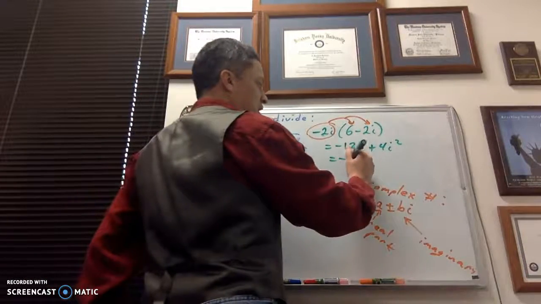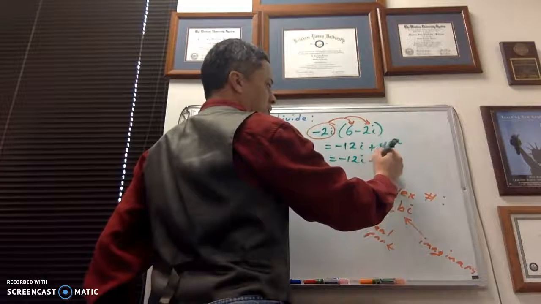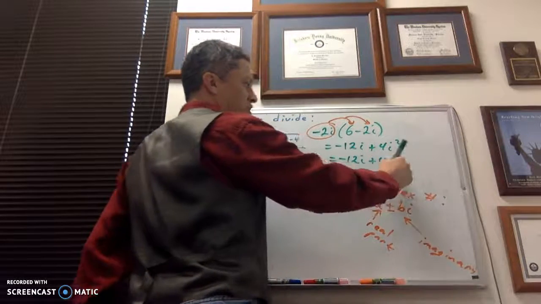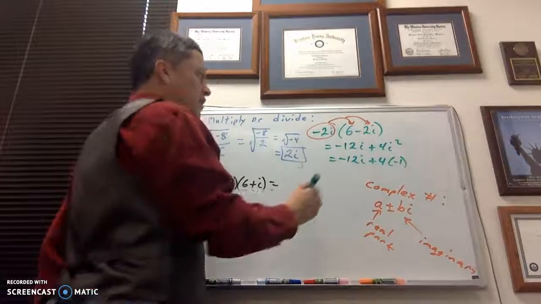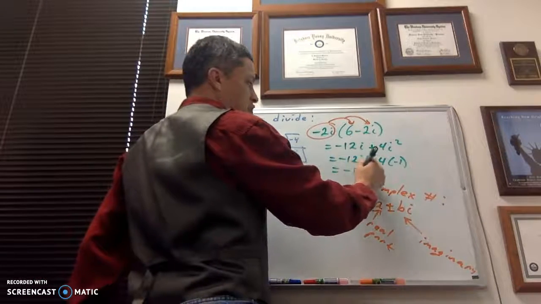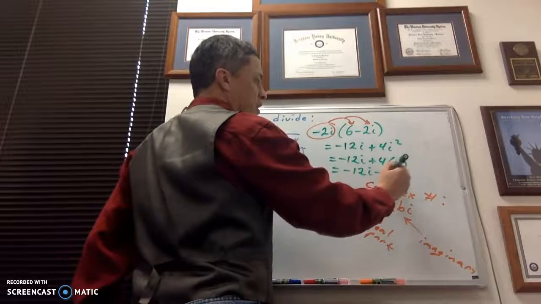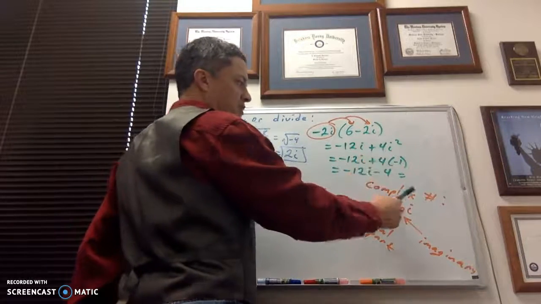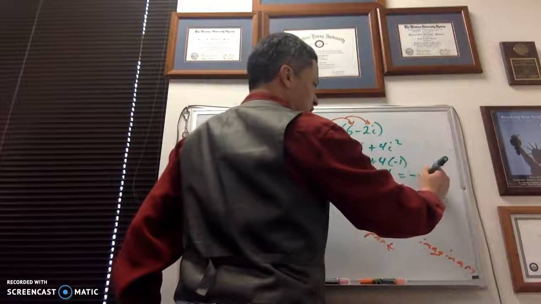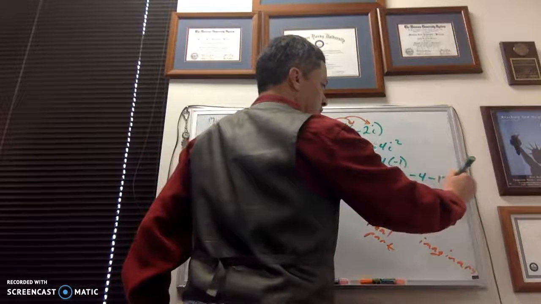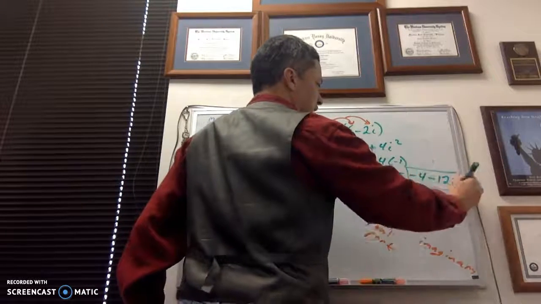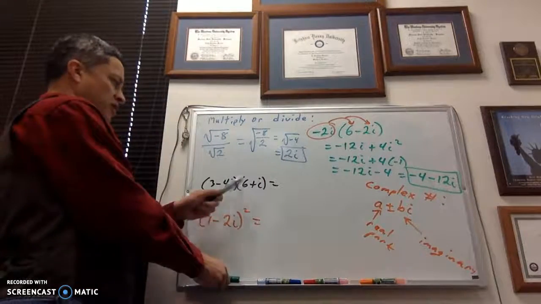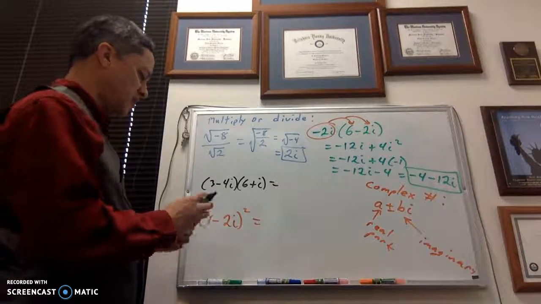i squared is a negative 1. So really, this is going to be 4 times a negative 1 on this term here. So now we're looking at negative 12i minus 4, which then becomes, I want to write this with the real part first, then the imaginary part. So negative 4 minus 12i. That's the answer there. So let's look at a binomial times binomial type situation now.